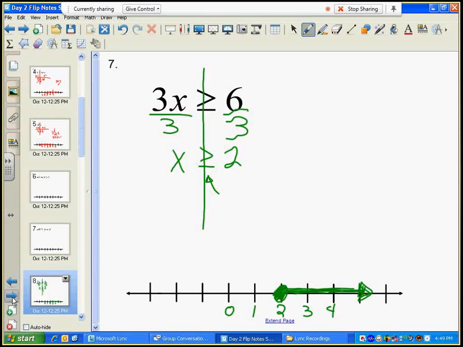I'll test it out with 4. That's one of the ones that I've shaded. So let's see. Is 4 greater than or equal to 2? Yes, it is. That means I've shaded the right side, the correct side of my endpoint.